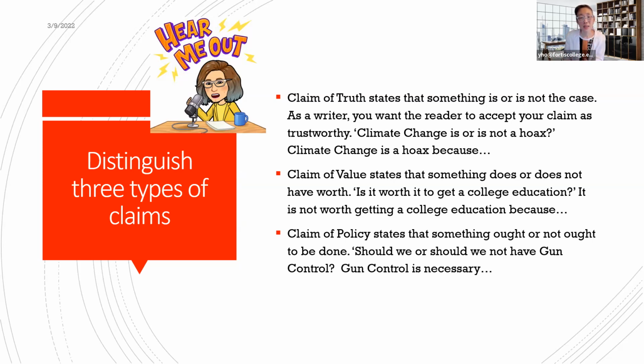So you have three kinds of claims: claim of truth, claim of value, and claim of policy. And usually the claim of policy has the claim of truth and value intertwined inside it. Okay, it's not all separate. They often do overlap. So when you write your thesis statement, sometimes the three of them can overlap.